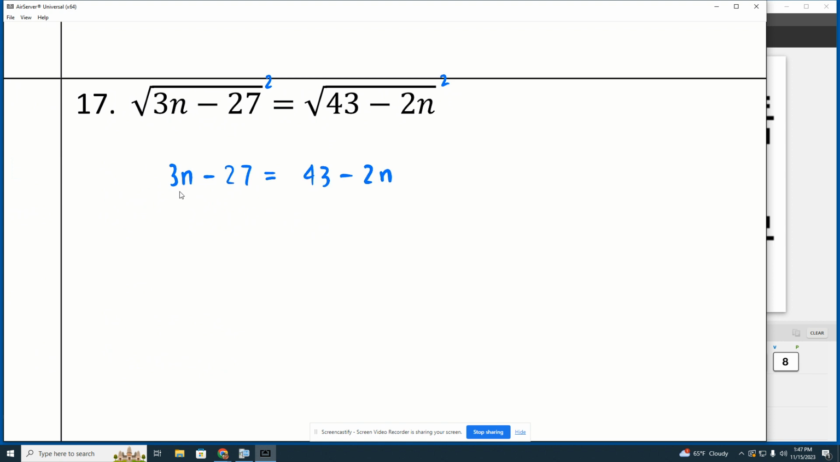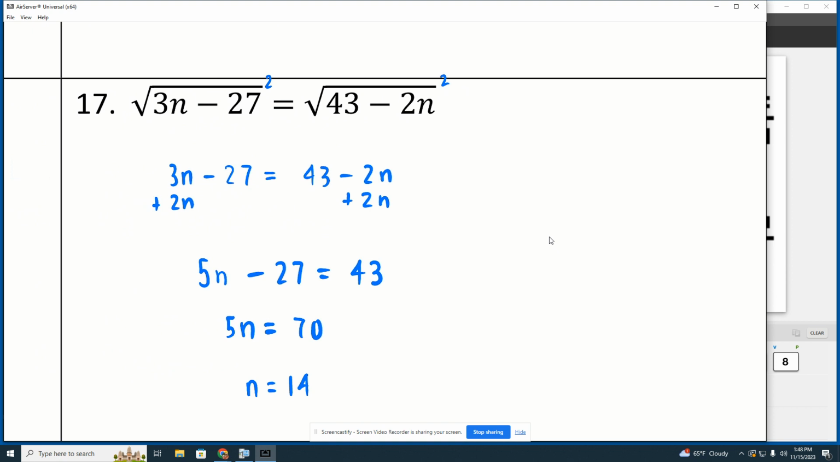Now, when it comes to getting these two terms right here that have n's together, I like to move the small one. Is 3n smaller or is negative 2n smaller? Well, negative 2n. So I'm going to add 2n. So 5n minus 27 equals 43. So the next thing I'm going to do is add 27. 43 plus 27 is 70. Last, we're going to divide by 5, and n equals 14.